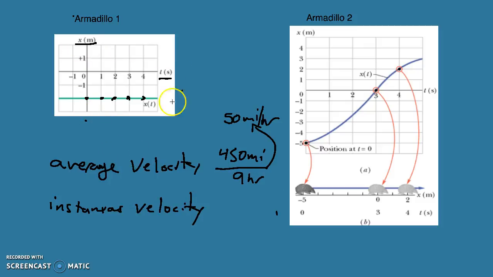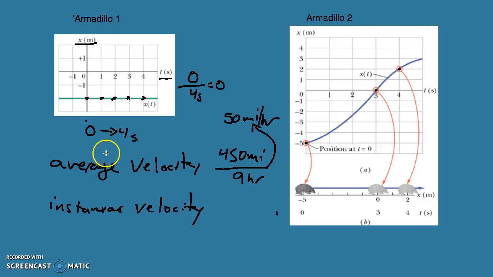But looking at this armadillo here, what could we say its average velocity is from 0 to 4 seconds? Well, the way we would do that is we would find the change in position during that time. It looks like it doesn't change, and we could divide that by the total time. In this case it was 4 seconds, so it has an average velocity of 0.